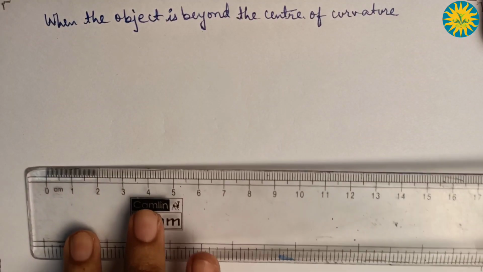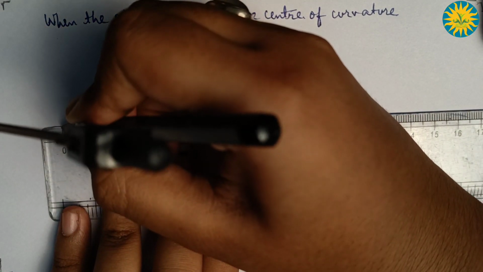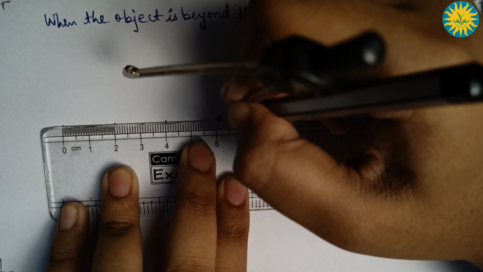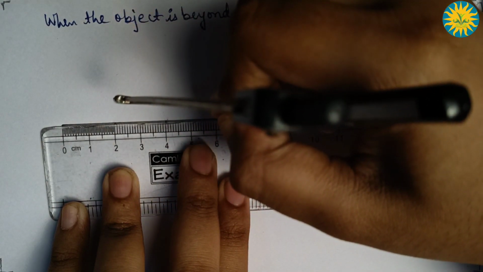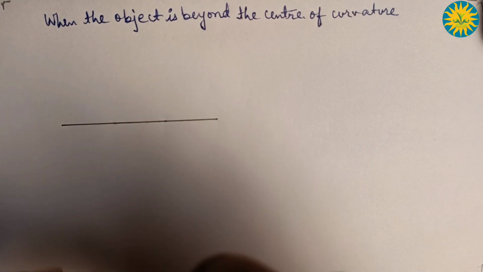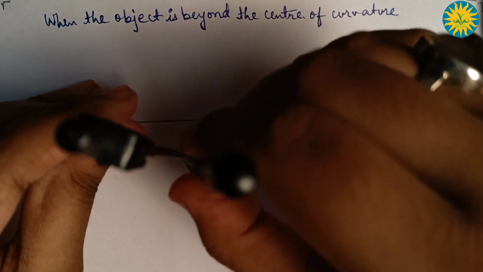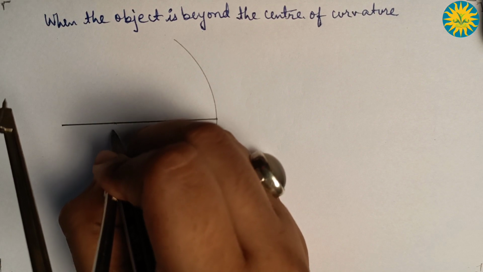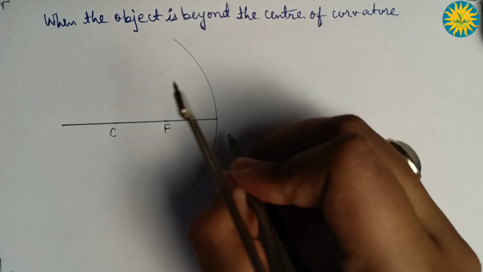Now we will move towards our third ray diagram, when the object is beyond the center of curvature. See, the same thing we are repeating. We are dividing a line segment into 4 equal parts. Now we are joining the line. As earlier, we will place the compass at the center of curvature to draw an arc, which is our concave mirror. So this is our concave mirror. Now this is the center of curvature, this point is our focus, and this will be our pole.